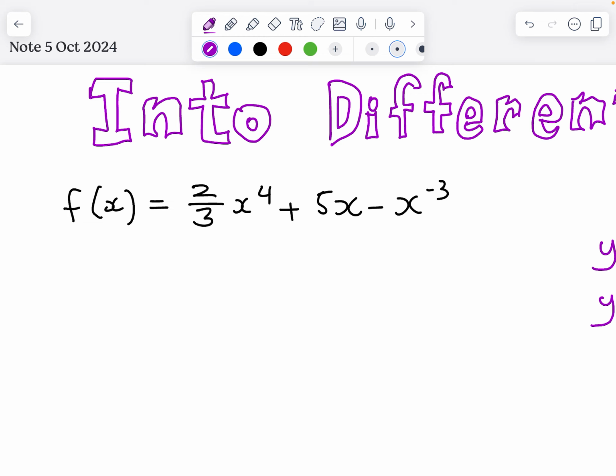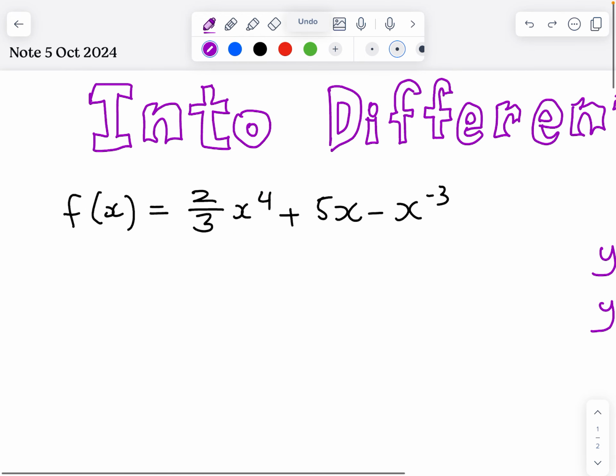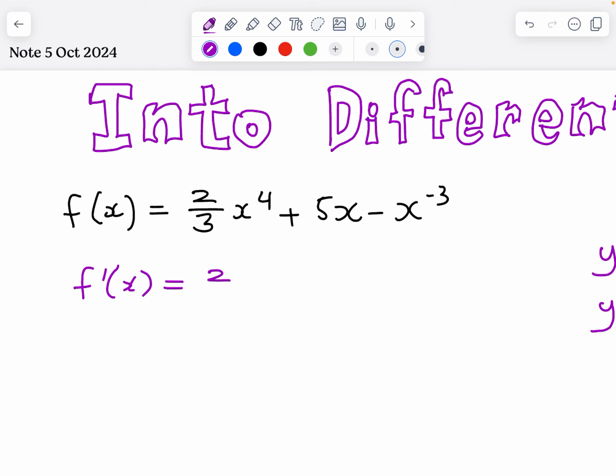When it comes to a simple function like this, we will do each term individually, making use of this formula. For the first one, to find the derivative, we have 2 over 3, and then the 4 is n, right? The 4, the exponent, moves to the front, and the exponent becomes 4 minus 1, which is just 3.